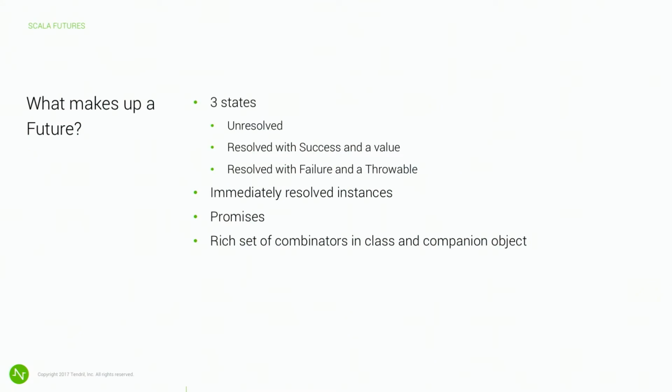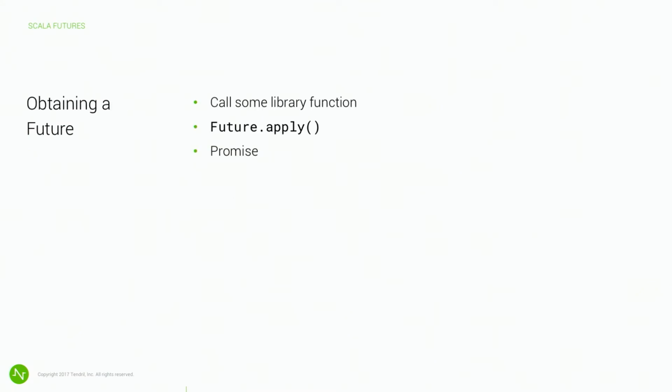Then we have promises. I'll talk more about promises on subsequent slides. A promise is a way for us to grab the starting point of that computation, pass someone else the future back from that, and then later resolve the promise to resolve their future. And then there's a bunch of combinators for putting these things together and working with them.